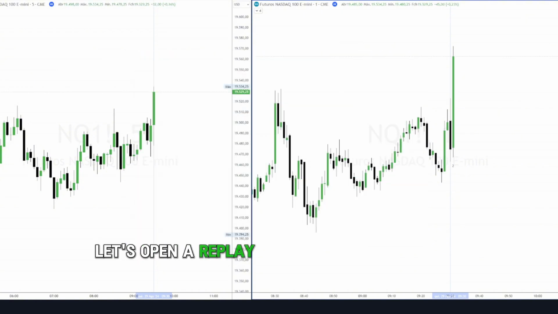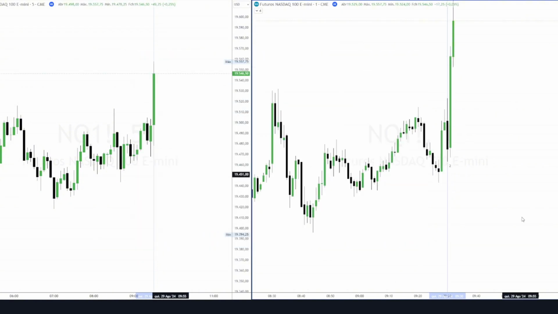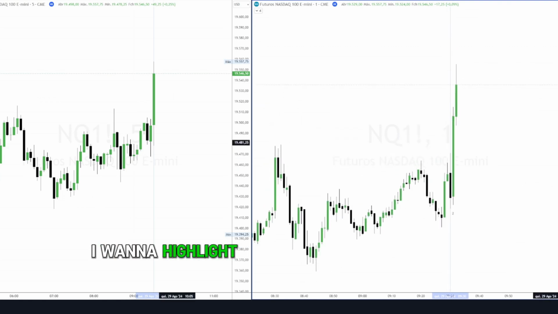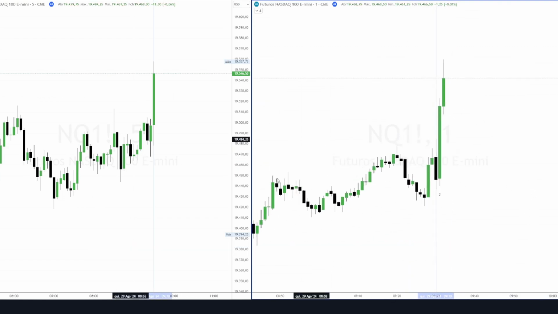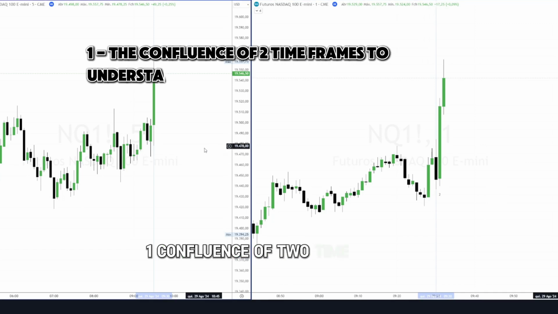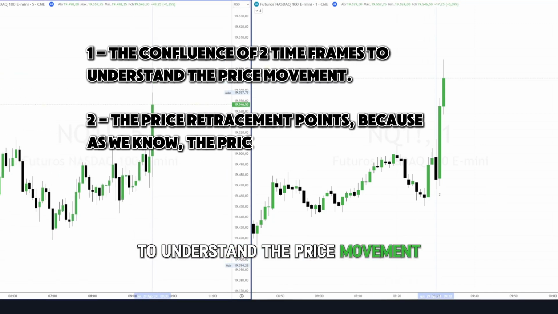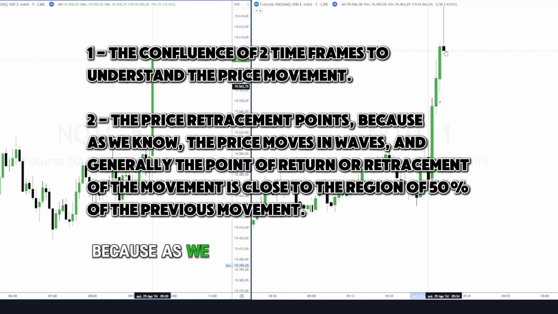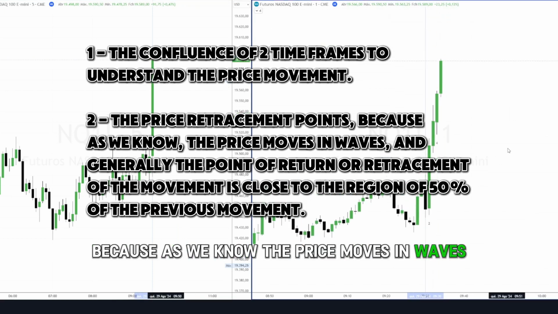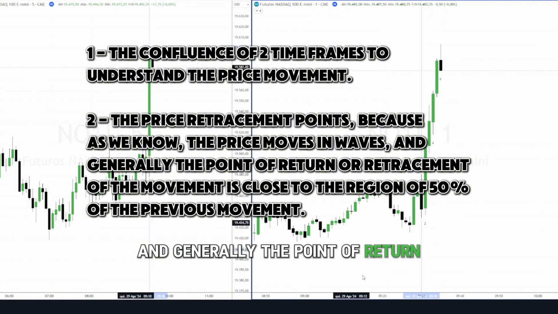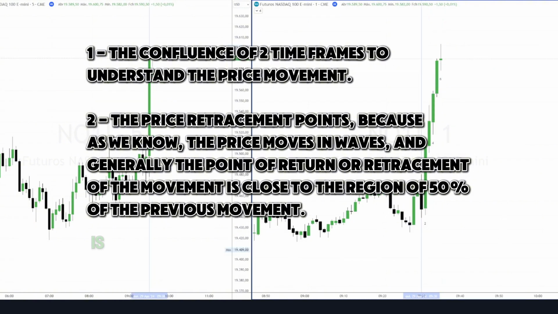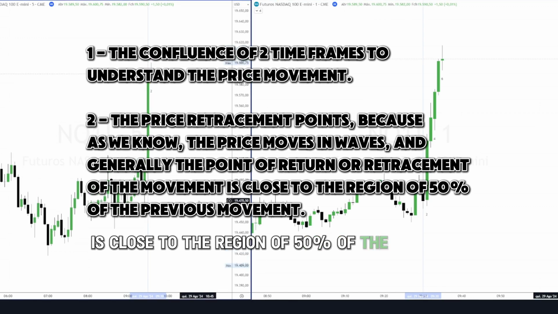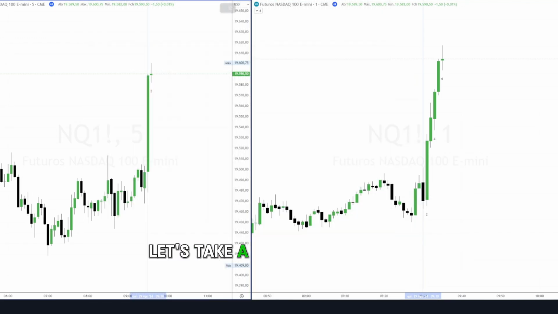Let's open a replay of the August 30th, 2024 New York session. I want to highlight two things in this analysis. 1. Confluence of two timeframes to understand the price movement. 2. The price retracement points, because as we know, the price moves in waves, and generally, the point of return or retracement of the movement is close to the region of 50% of the previous movement. Let's take a look at the replay.